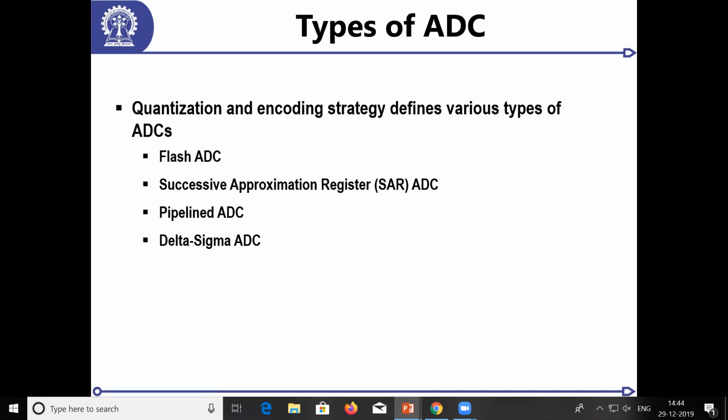In a flash, right? So the camera flash comes in. It's a flash, right? So flash ADC quantizes in a flash. Boom. A clock comes, quantizes. Clock comes, quantizes. So that's why it's called a flash ADC.